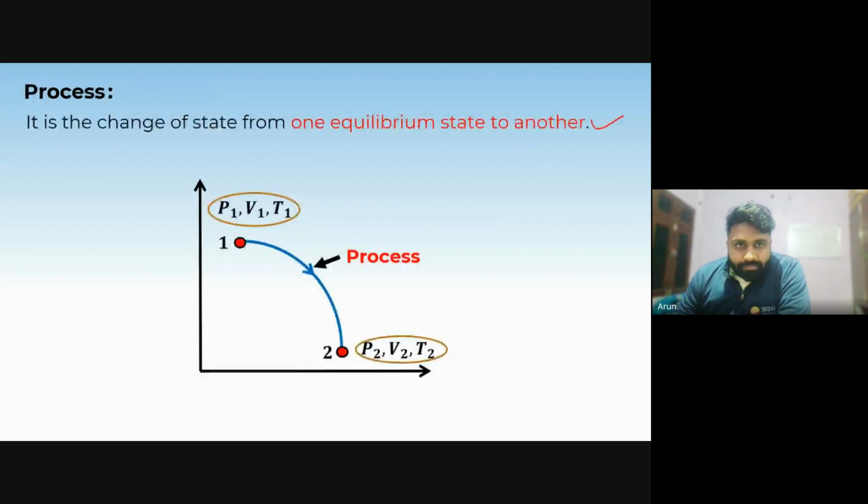So with the change from one equilibrium state to another equilibrium state, this change happens because of the process. Okay. So we can say in other words that it is the change of state from one equilibrium state to another equilibrium state. Got it? Clear? Anyone, any kind of doubt you can ask. Now, types of process. So we have two types of process, reversible process and irreversible process.